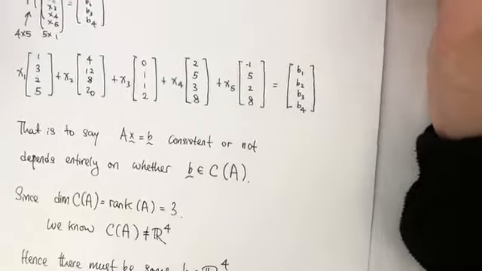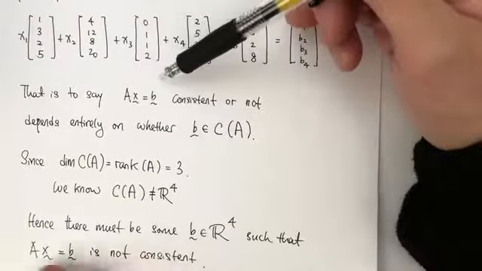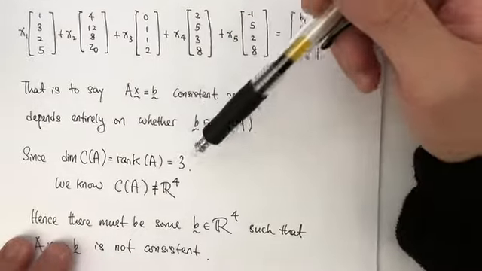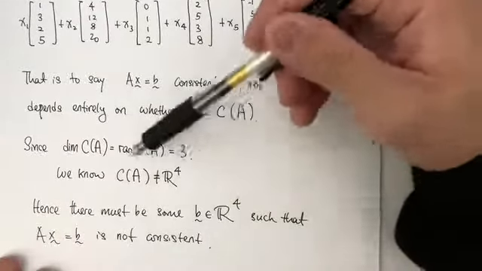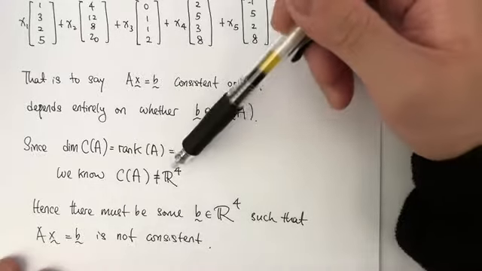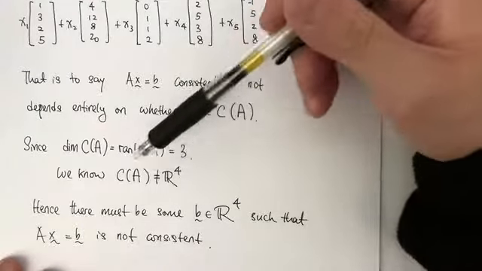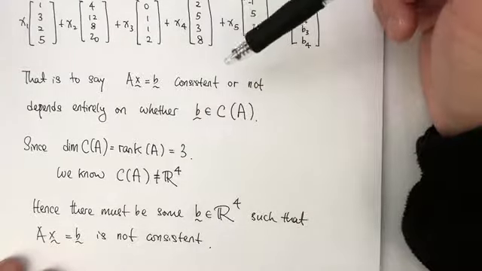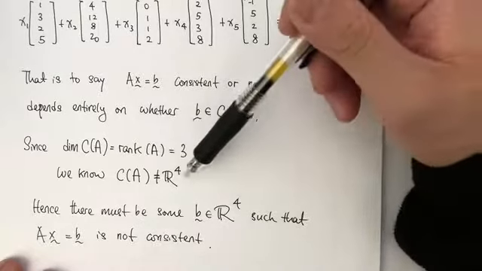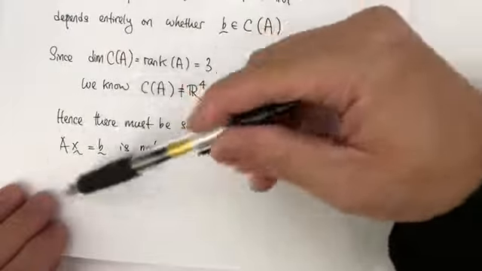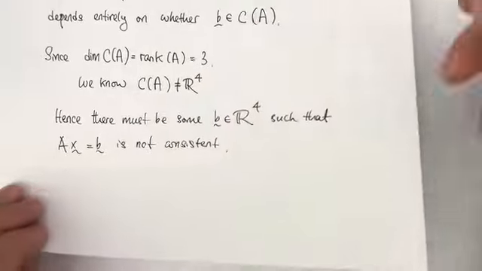Recall that the dimension of the column space of A, also known as the rank of the matrix, is 3, and the column space of A is a subspace of R4 because R4 has 4 dimensions. This one here has only 3, so we know they are not the same set, which means that there must be some B in R4 that is not in the column space, and if it's not in the column space, this system will be inconsistent, right?